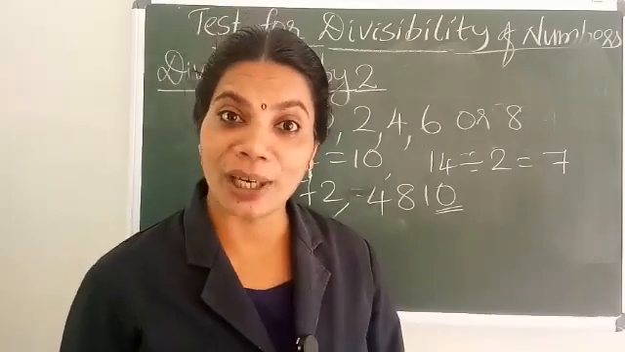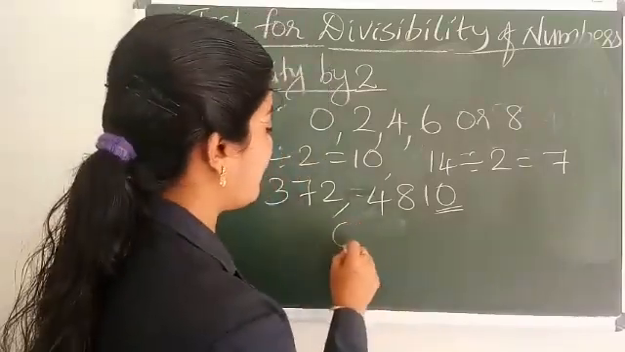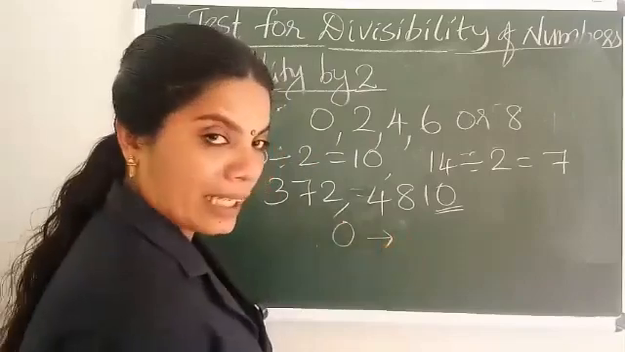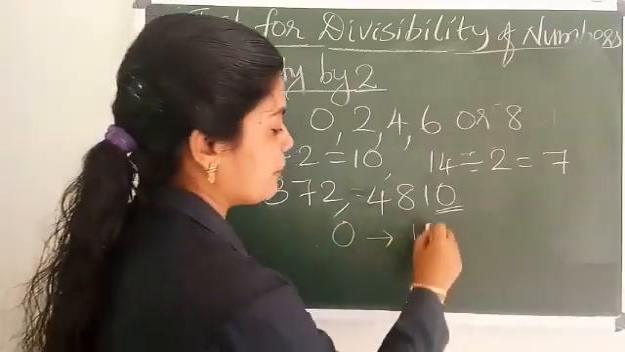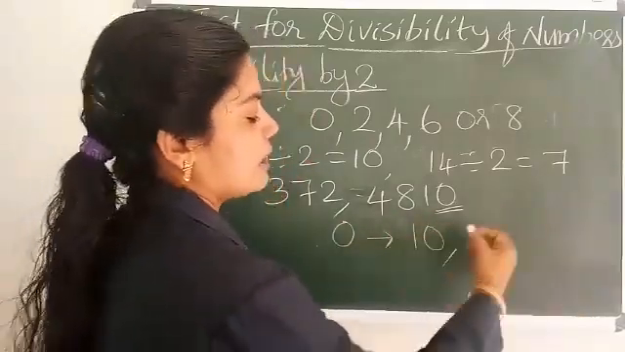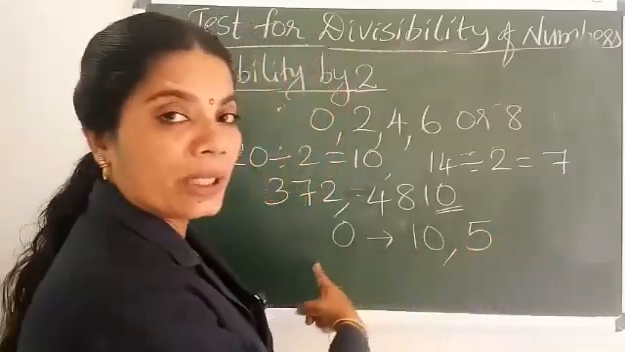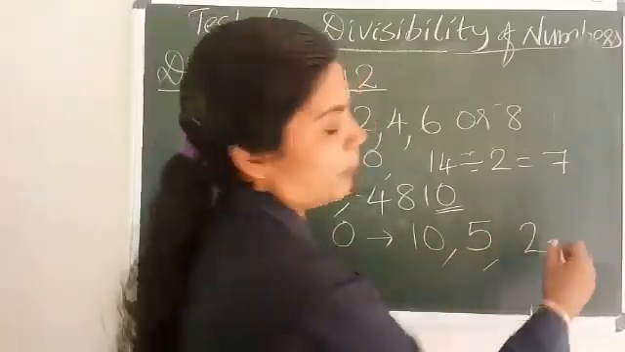Here we can conclude: if a number ends with 0, it is divisible by 10. It is divisible by 5. Also, it is divisible by 2. Clear?